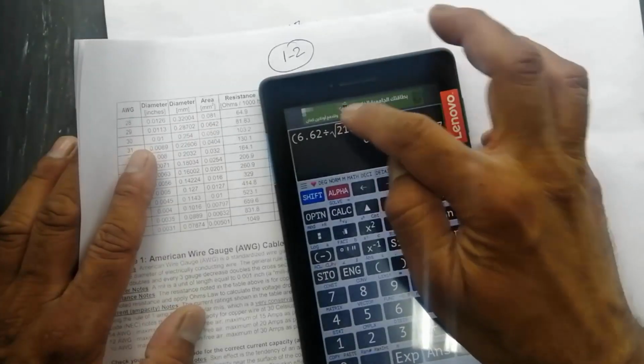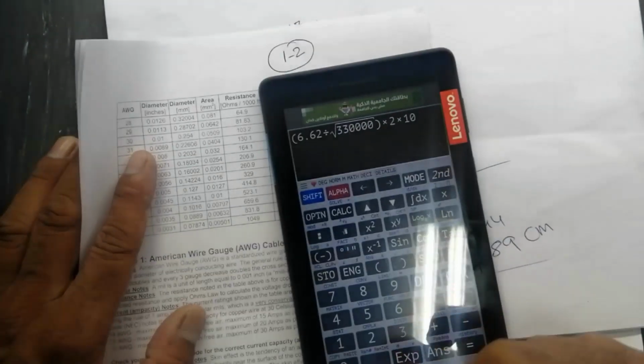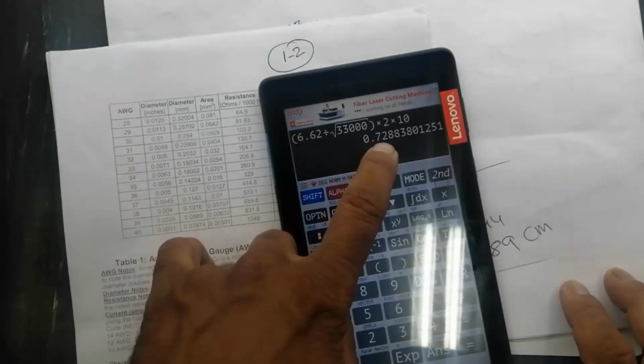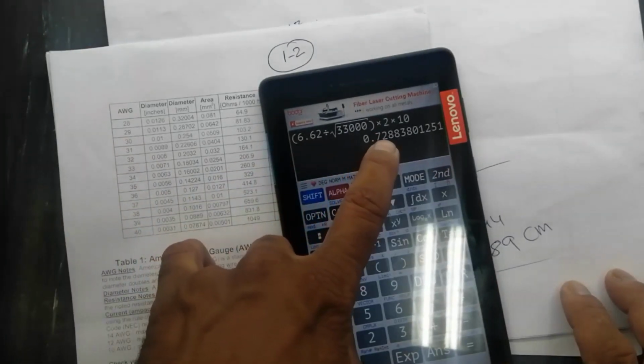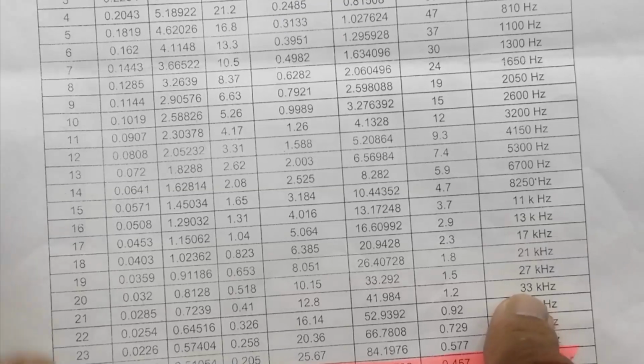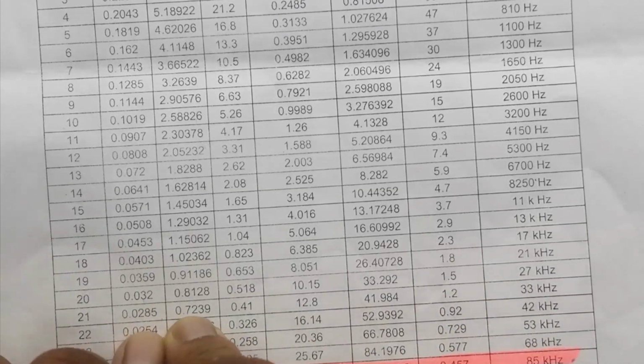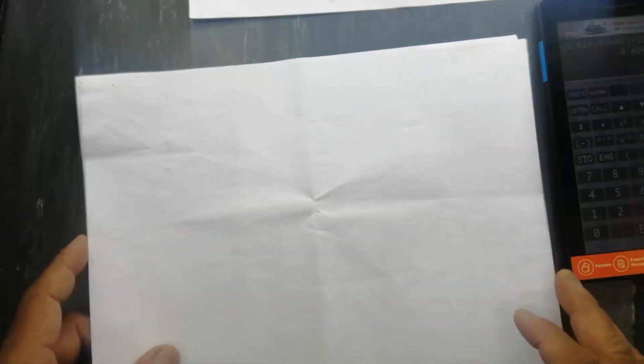Suppose I want to use it at 33 kHz. At 33 kHz, I need a wire diameter of 0.72 mm. What is skin depth?